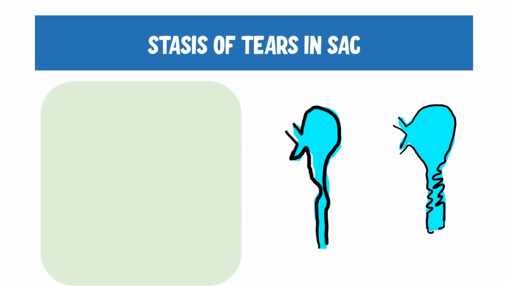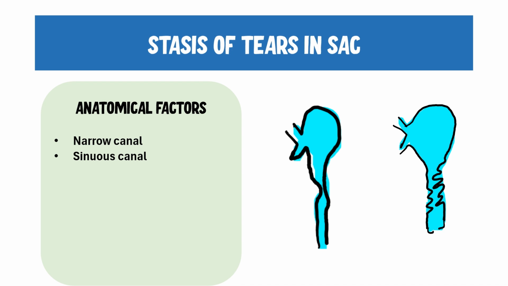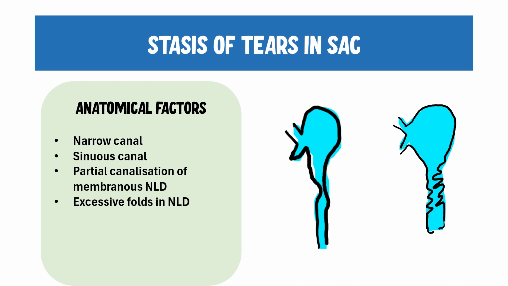So here, what are the factors which lead to stasis of the tears in the sac? Obviously, there are some anatomical factors that you might have understood by now, like the narrow canal, sinuous canal, partial canalization of the membranous nasolacrimal duct, which is a cause in congenital dacryocystitis, and excessive folds in the nasolacrimal duct.